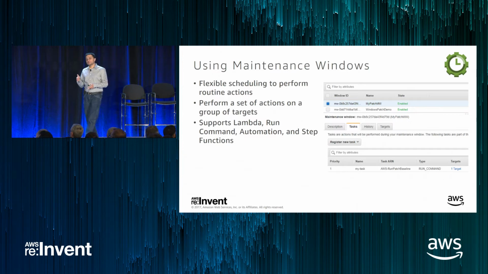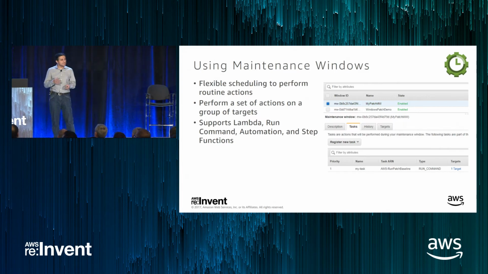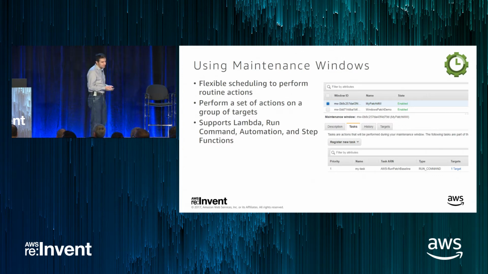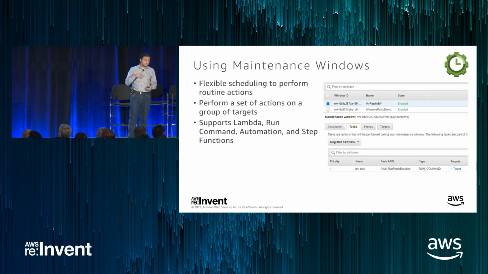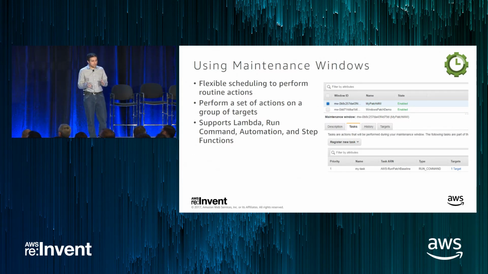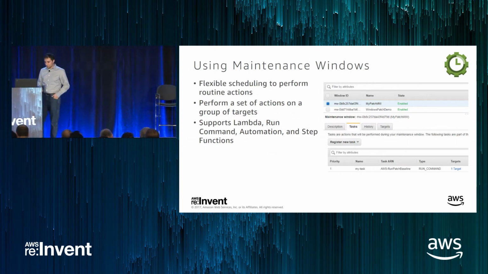The other service that I wanted to briefly spend some time on that goes along with automation is also maintenance windows. Maintenance windows, like I said before, is a fairly flexible scheduling service that lets you perform routine actions, including running Lambdas, step functions, automation documents, or run command documents. The way it works, as you can see on the screenshot on your right, is that you create a maintenance window, you give the duration and the frequency of the maintenance window, you register a task, and you register a target. And at that point, it's just like a scheduler. When its time comes, it's going to run the task against the target, or the set of targets.